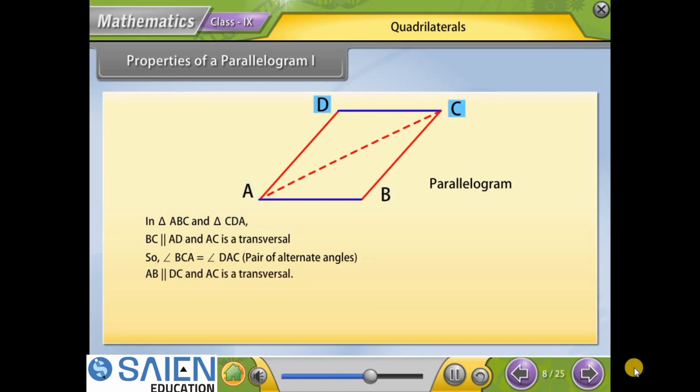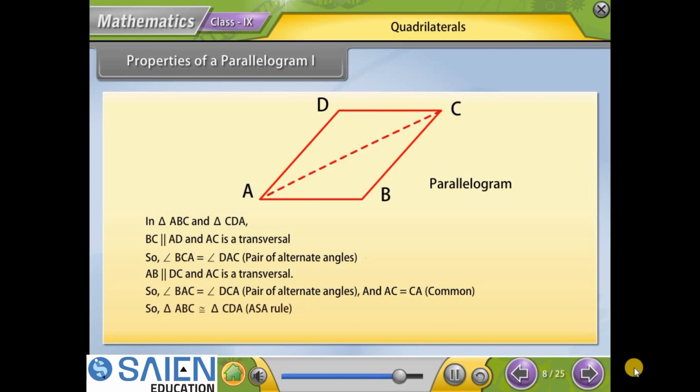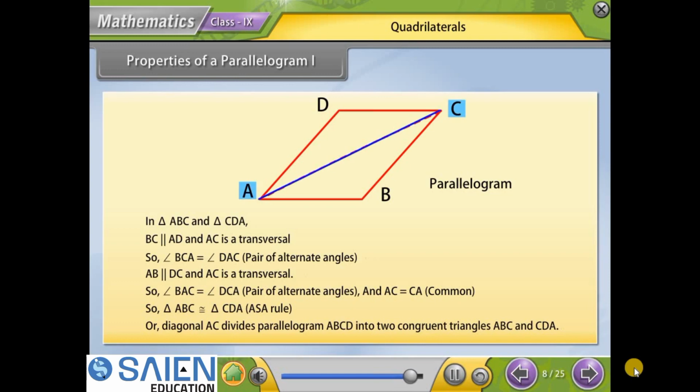Also, AB is parallel to DC and AC is a transversal. So, angle BAC is equal to angle DCA because these are a pair of alternate angles, and AC is equal to CA because this is common in both the triangles. So, by using the ASA rule, triangle ABC is congruent to triangle CDA. Or we can say that diagonal AC divides parallelogram ABCD into two congruent triangles ABC and CDA.